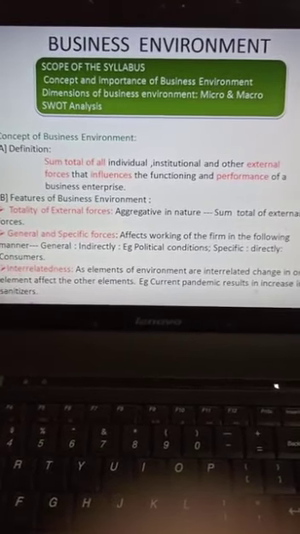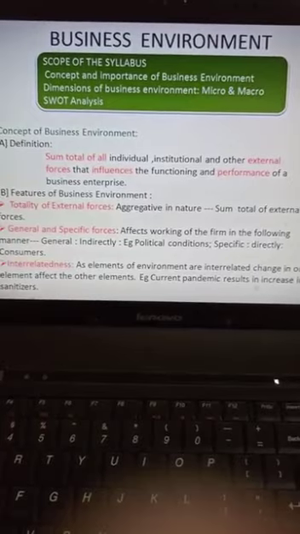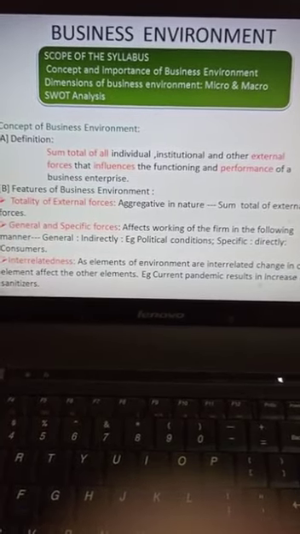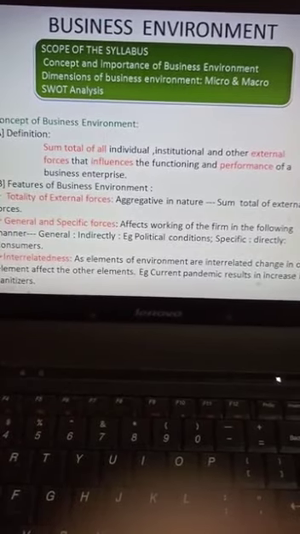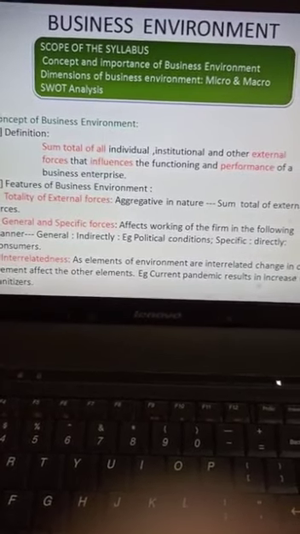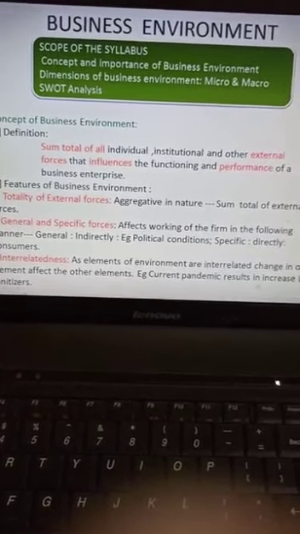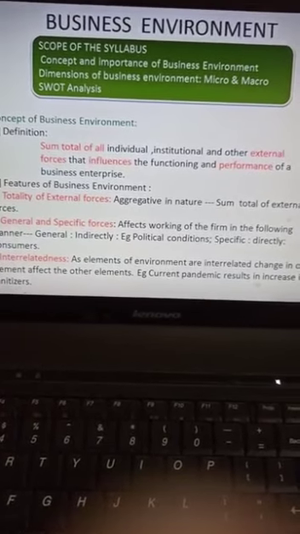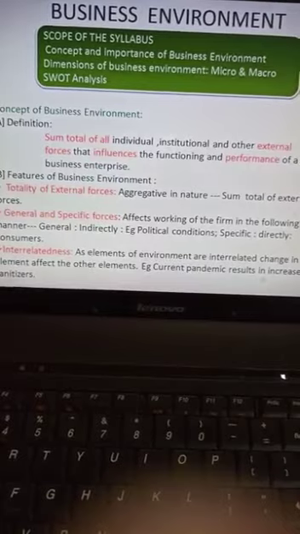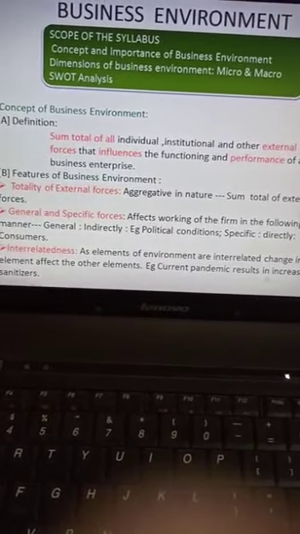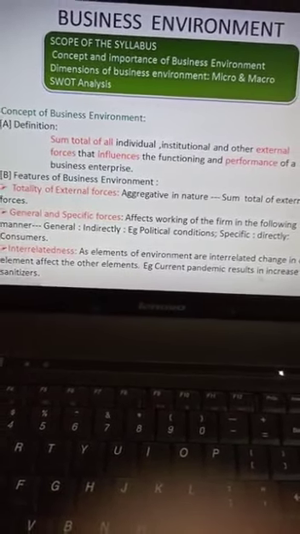Before we proceed with the discussion of the first chapter, let us look at the scope of syllabus. As per the scope of syllabus, this chapter is divided into 4 different parts: concept of business environment, importance of business environment, dimensions of business environment, and SWOT analysis. Today, we are going to take up for discussion the first 2 parts.